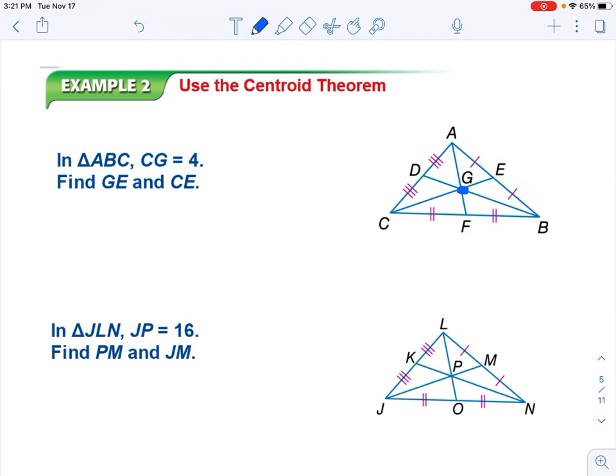So this time we are given CG is equal to 4. We need to find GE as well as the whole segment. So simple enough, we know CG has to be double GE. So we take CG is equal to 4, we divide that by 2. So 4 divided by 2 is going to equal GE. So GE equals 2.